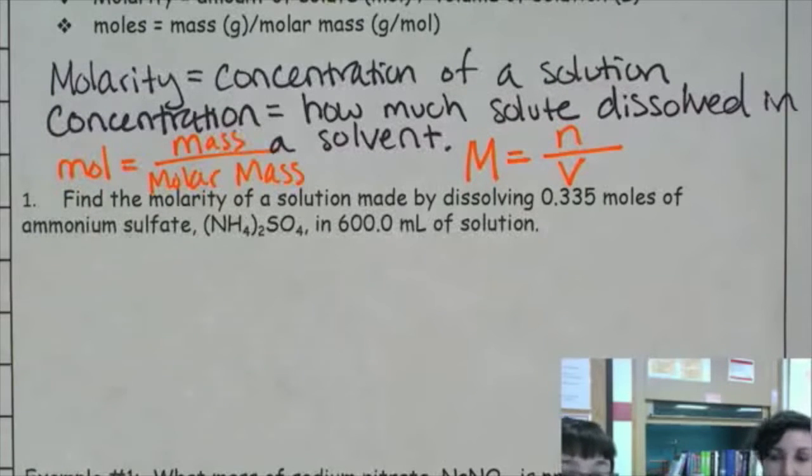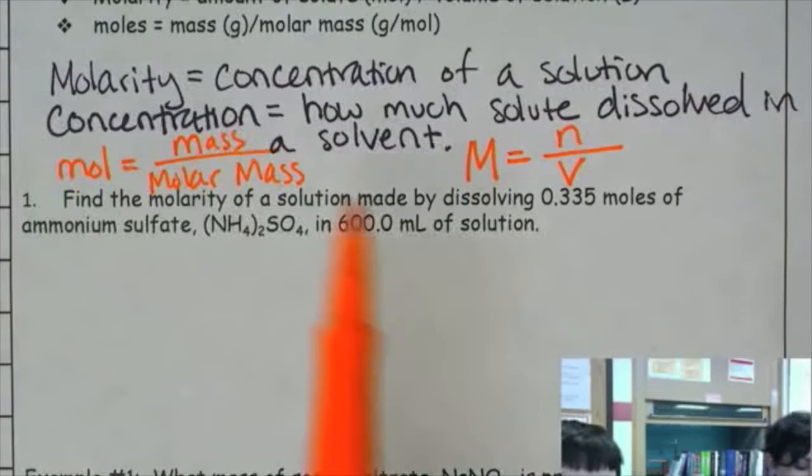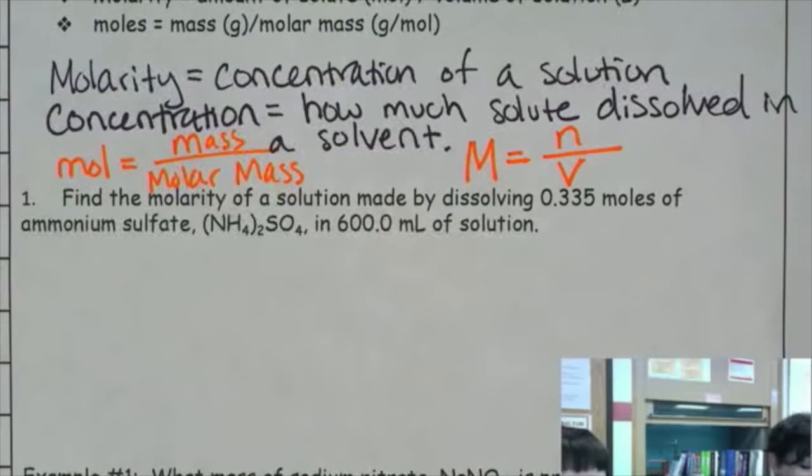And most of the time when you see the molarity, you'll also see mole written out. If they see that too, it's the same thing. Yeah, n is the same thing as moles, right? So let's start with a couple of practice problems. It says find the molarity of a solution made by dissolving 0.335 moles of ammonium sulfate, (NH4)2SO4, in 600 milliliters of a solution.